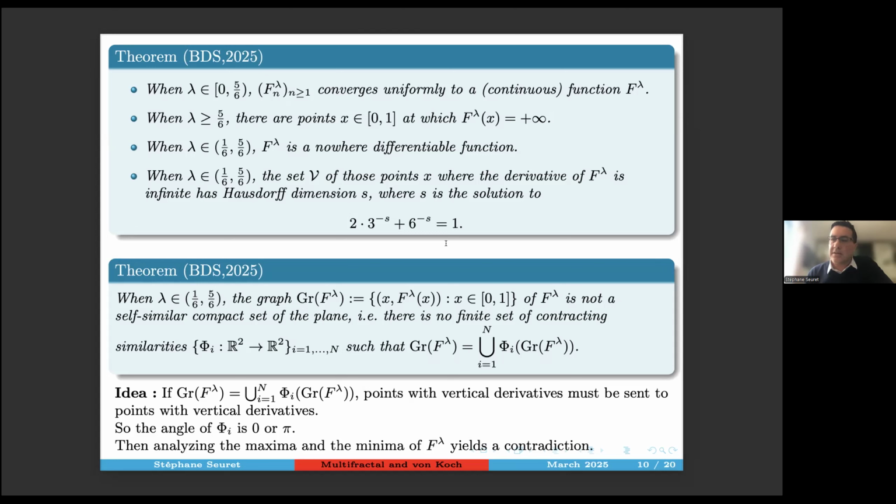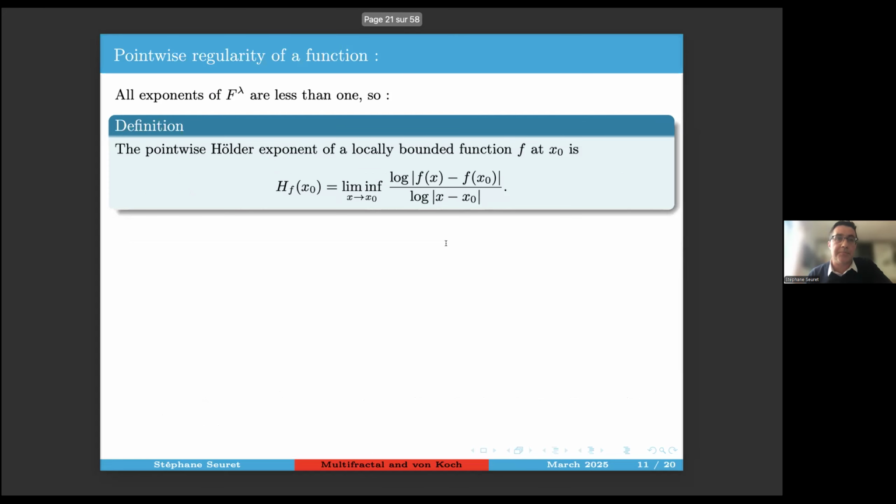So this is, I would say, the first part. The second part concerns the pointwise exponent, like the local behavior of the function. And so for this function, all the exponents are less than 1. So the pointwise exponent is just given by the increments of the function. Okay. So we are interested in this pointwise Hölder exponent, which is the limit of the log of the increment, f of x minus f of x0, divided by log of x minus x0, right?